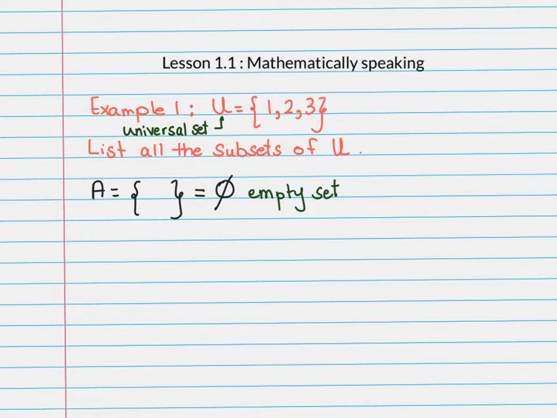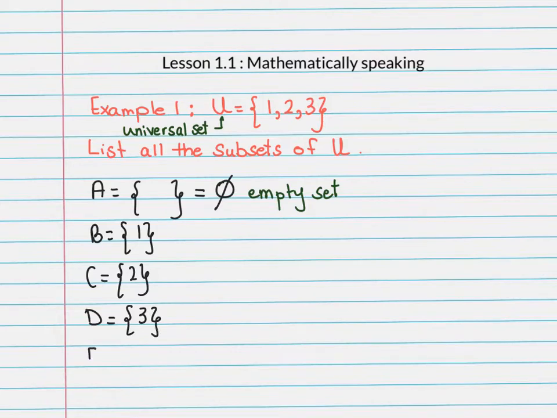We can also make another set, let's call it B, that is made up of one element, for example 1. Or another set C that is also made from one element, which is 2. Or D that is also made up of one element, that is 3. Do we have other options?